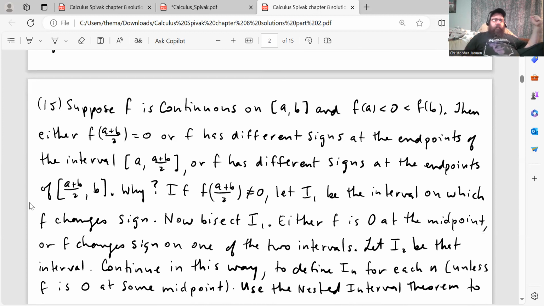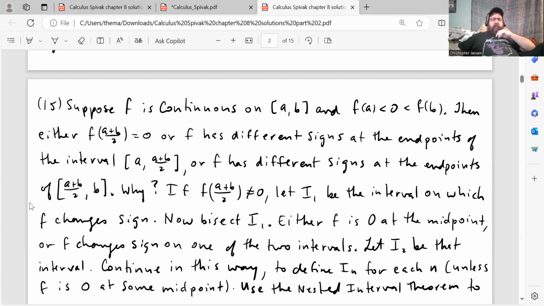All right, so here's question 15. Suppose f is continuous on the closed interval from a to b, and f(a) is less than 0 is less than f(b). Then either f((a+b)/2) is 0, or f has different signs at the endpoints of the closed interval from a to (a+b)/2, or f has different signs at the endpoints of the closed interval from (a+b)/2 to b. He says why? Well, since f(a) is negative and f(b) is positive, if f has the same sign at a and (a+b)/2, then obviously it changes sign over the other interval, right? And vice versa.